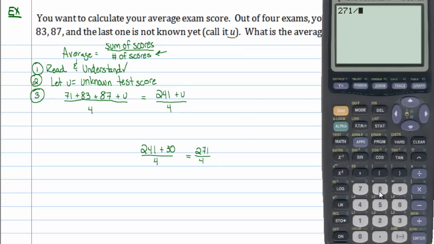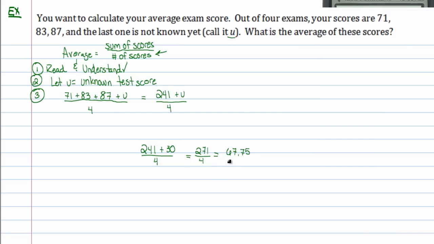271 over 4? Just out of curiosity. 67.75%. So there you have it. That's how you would do it once you found out your score. But this right here would be the official answer for that problem.